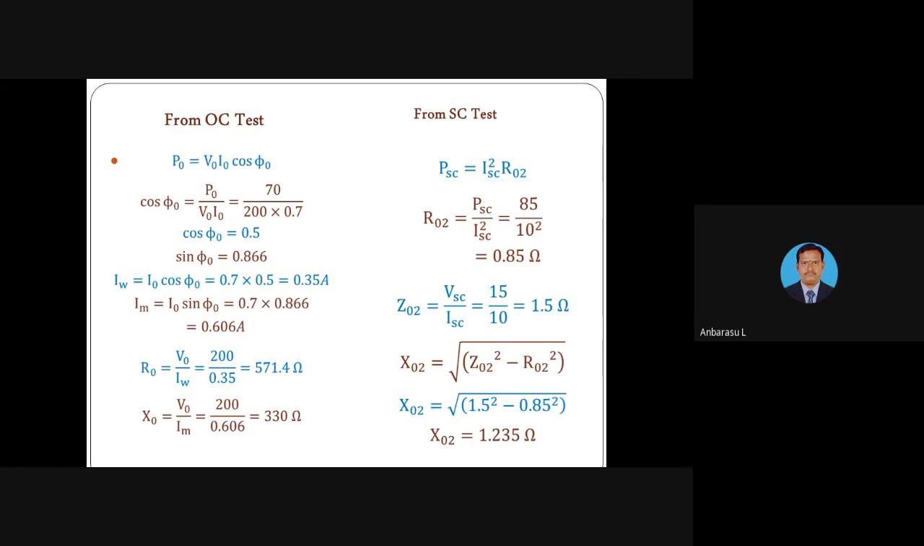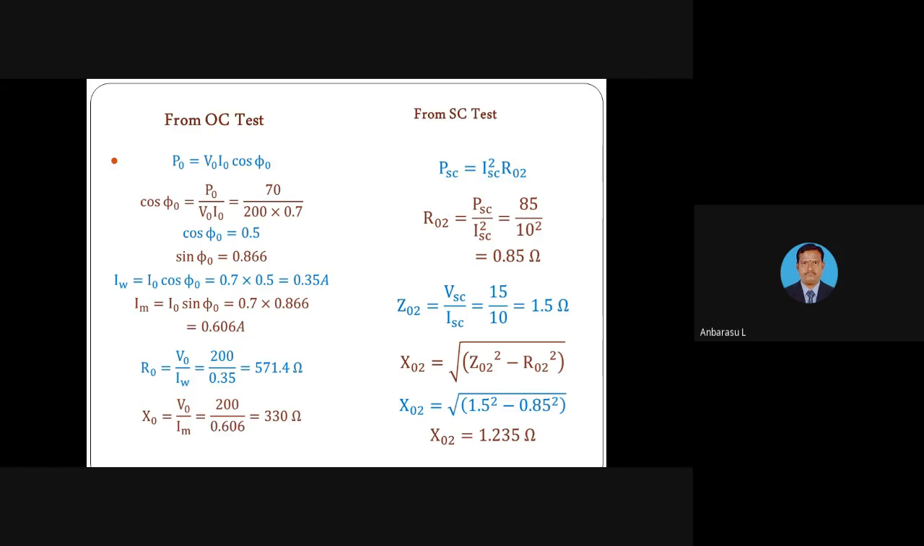IW equals I0 into cos phi0. It is the working component current formula. Substituting no load current I0 equal to 0.7 and no load power factor 0.5, we get the IW value, that is 0.35 ampere. Another formula, the magnetizing current IM equals I0 into sin phi0. Substituting the no load current I0 equal to 0.7 and sin phi0 equal to 0.866, we get the magnetizing current IM equal to 0.606 ampere.